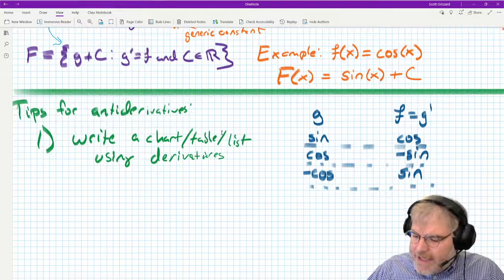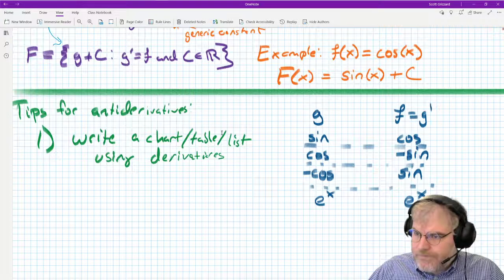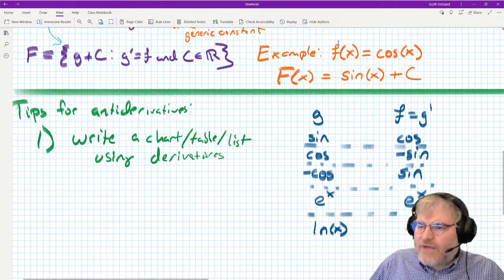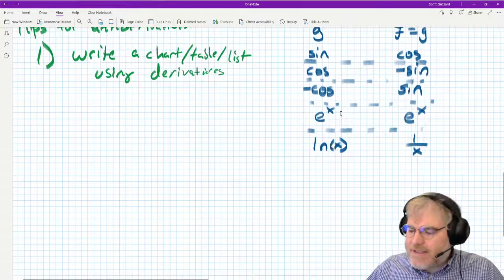Okay, e to the x, I take its derivative, I get e to the x. If I do ln of x, I take its derivative and I get 1 over x. So the antiderivative goes this way. I'm going to come back to this in just a moment.